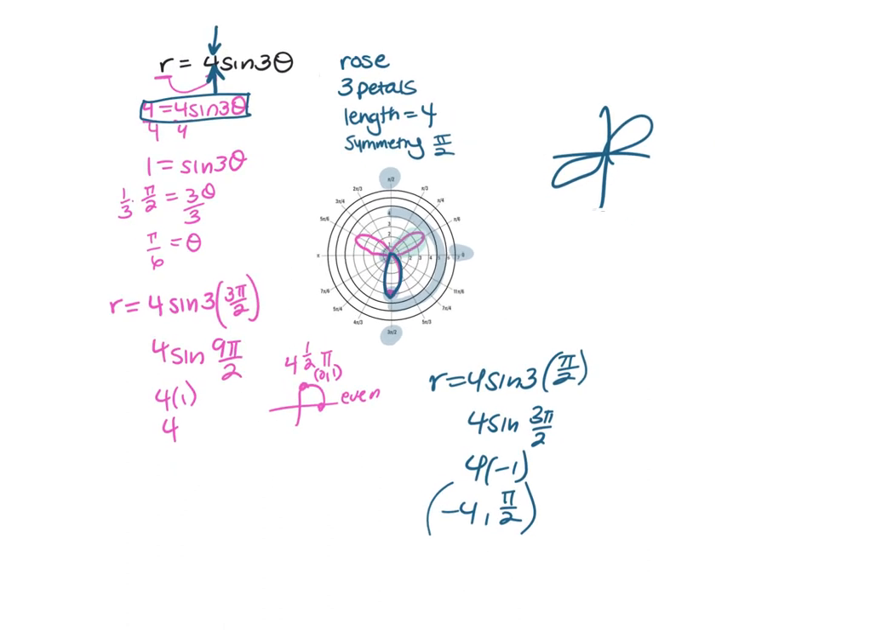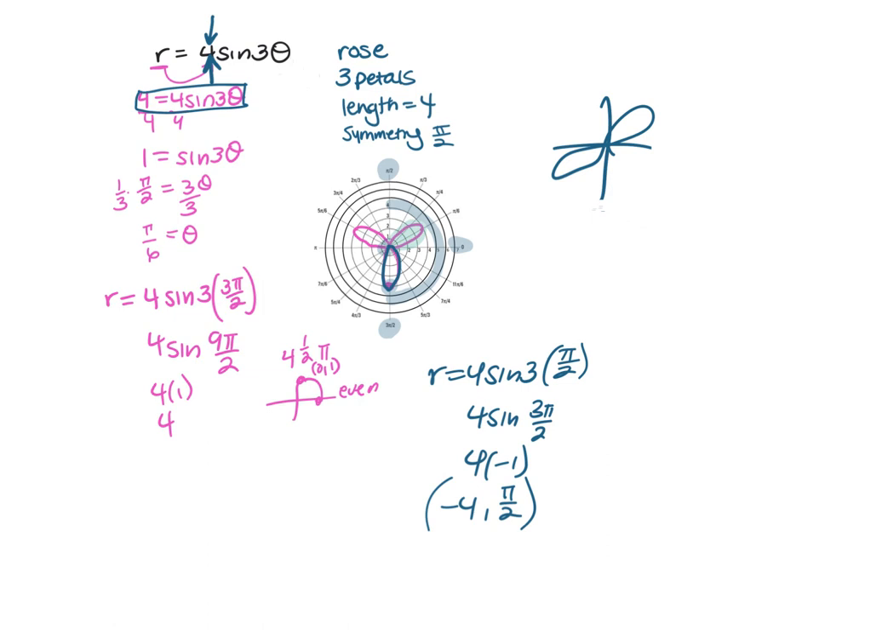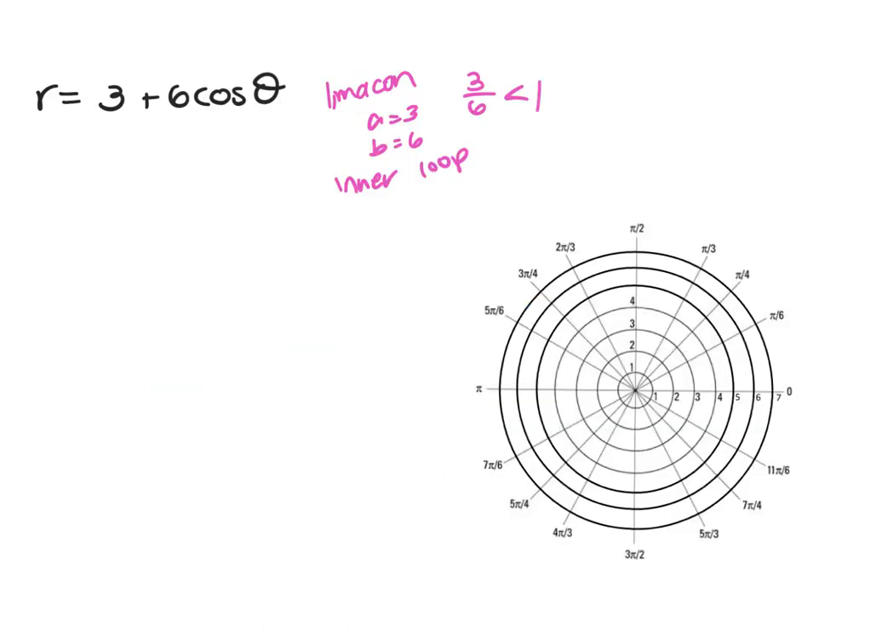Questions? A little bit more comfortable today than yesterday? Okay, good. So we know it's a limaçon because you're adding or subtracting, and then the A is 3, the B is 6, which means this is less than 1. The A over B is less than 1, which means it's an inner loop. What kind of symmetry does it have?